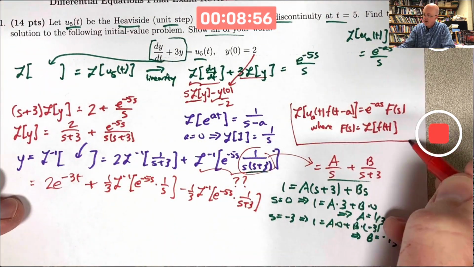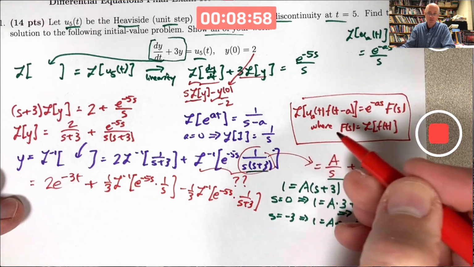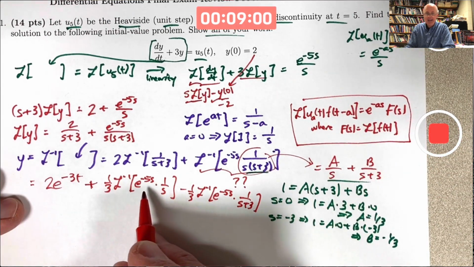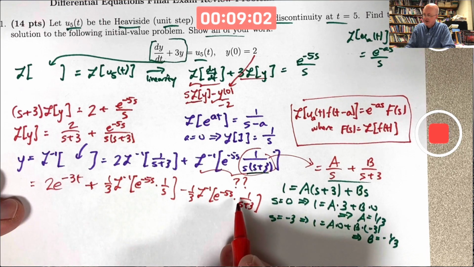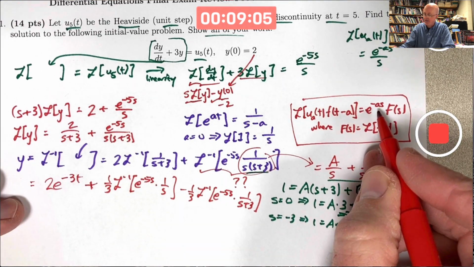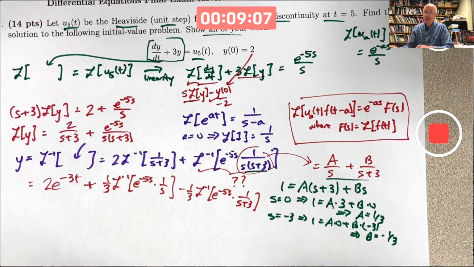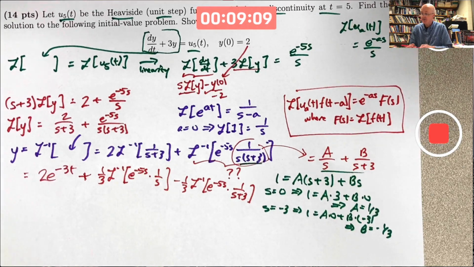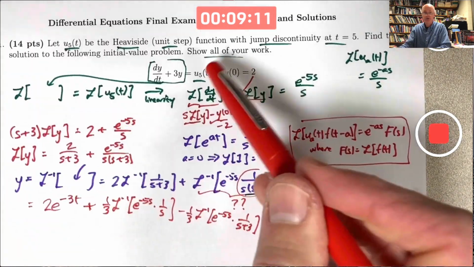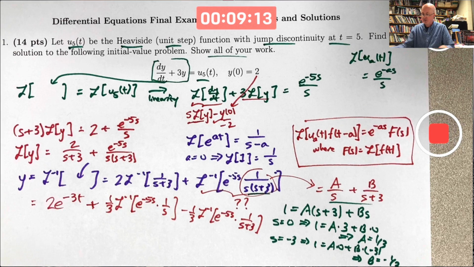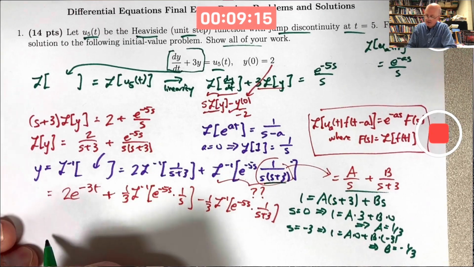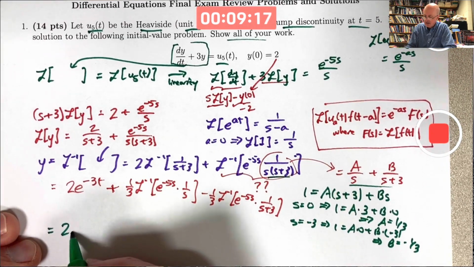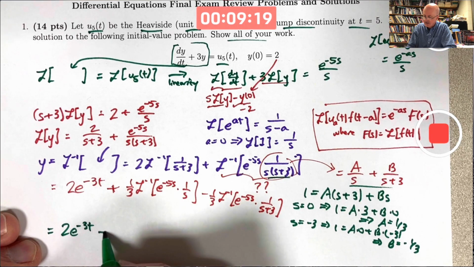This is where I now want to use this fact. So I want to use it in reverse. A, in both cases, here and here, is 5. It matches the a right there. So u5t, when I go backwards, is going to become involved. That shouldn't be surprising, because the original right-hand side was u5t. Just be careful. 2e to the negative 3t plus 1/3.